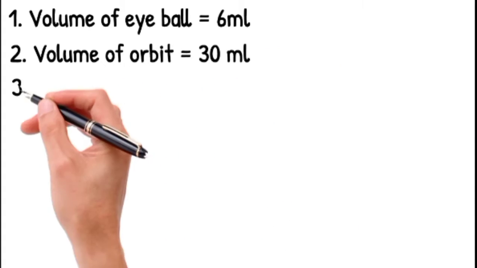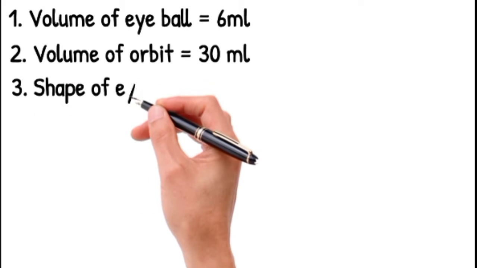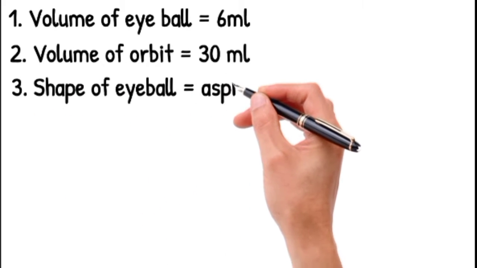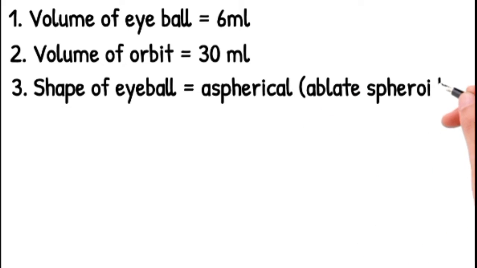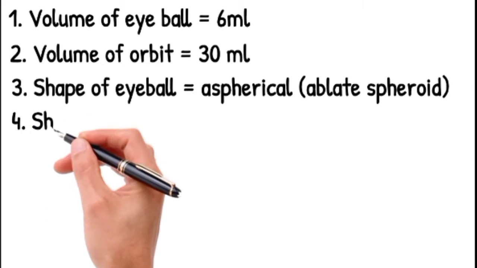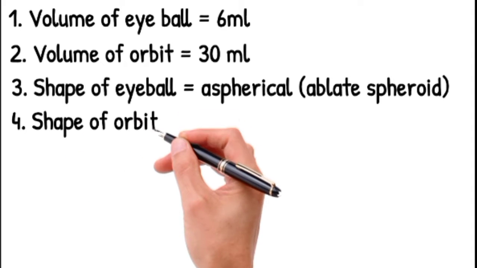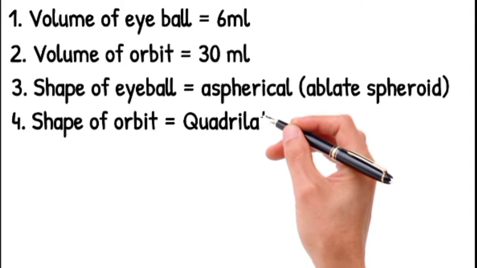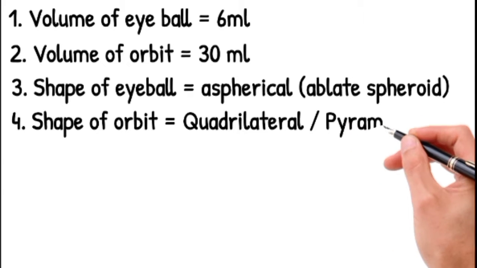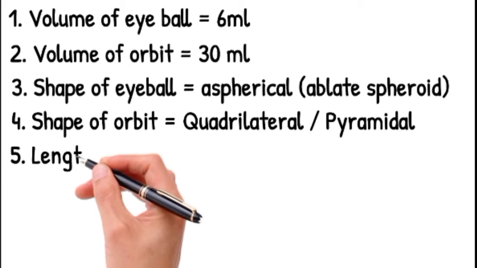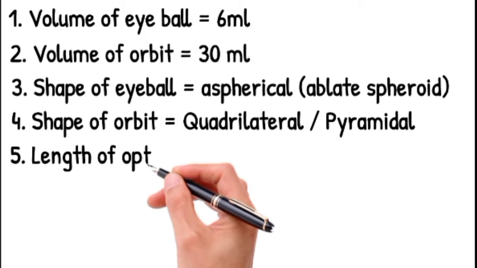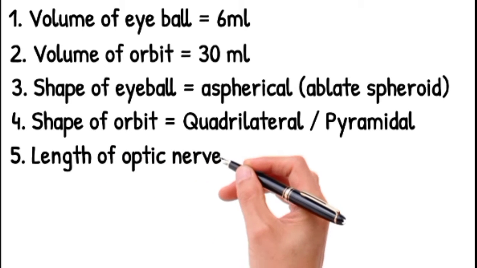3. Shape of eyeball equals spherical, also called an oblate spheroid. 4. Shape of orbit equals quadrilateral or pyramidal. 5. Length of optic nerve equals 3.5 to 5.5 centimeters.